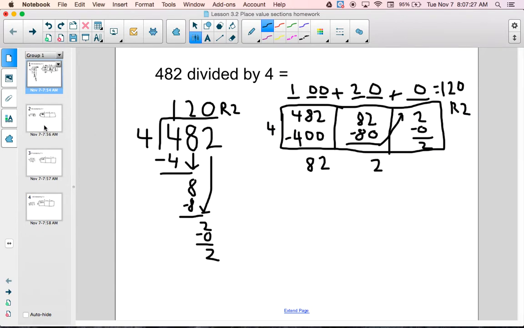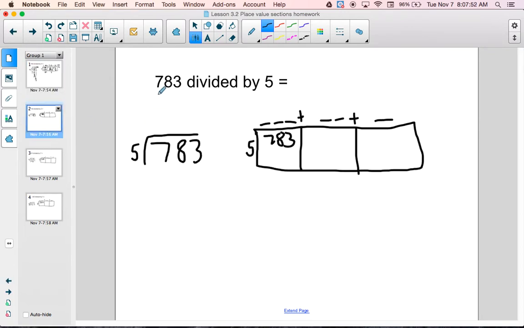All right. So 120 remainder 2 using the digit by digit method corresponds to the place value sections method, which shows you that this 1 here is actually 100. This 2 that you put up there represents 2 tens or 20. There are no 1s, and there's 2 left over. So let's try this again with one other problem.